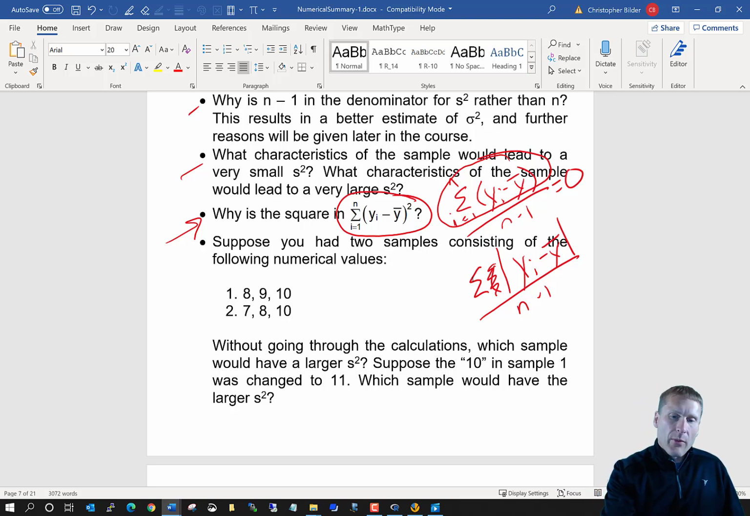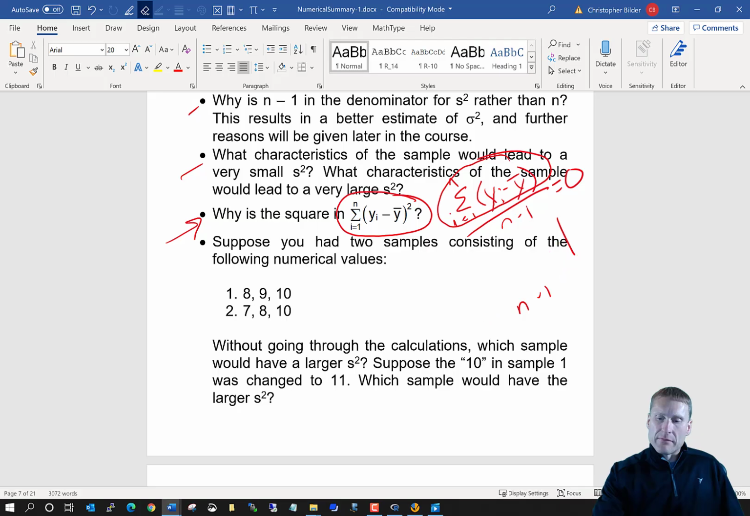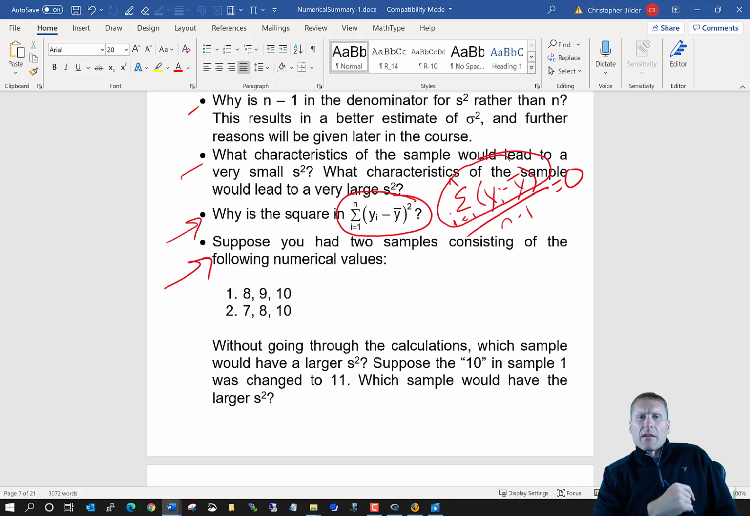Okay, let me do some erasing here. Okay, let's look at the next bullet. Suppose you had two samples consisting of the following numerical values: 8, 9, and 10, and then also 7, 8, 10. Without going through the calculations, which sample would have a larger S squared?